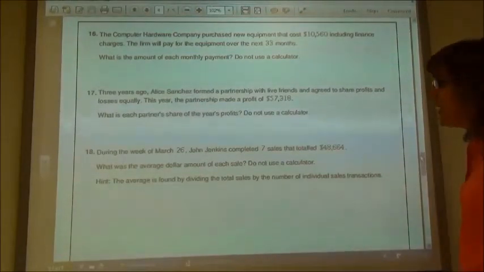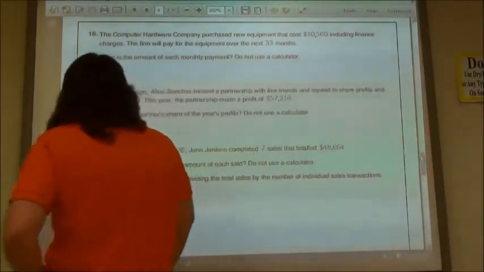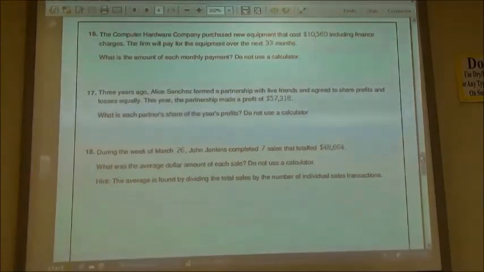$16, $17, and $18 again are some word problems. I want you to do them without using your calculator. It says the computer hardware company purchased new equipment that cost $10,560, including finance charges. The firm will pay for the equipment over the next 33 months. What is the amount of each monthly payment?